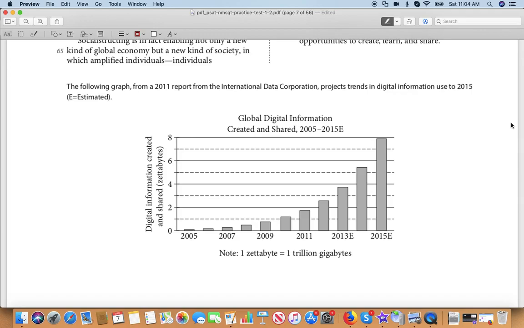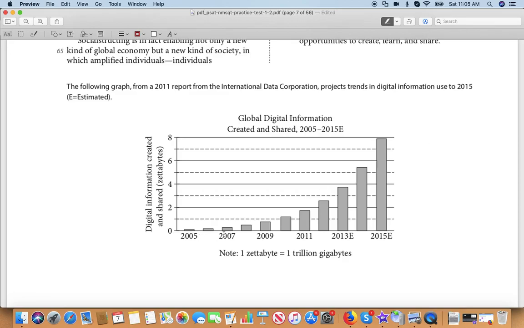Digital information created and shared in zettabytes. There you go. There's the amount of information created and shared in zettabytes, ranging from 0 to 8 zettabytes, whatever a zettabyte is. I think they'll tell us in just a minute. Go and read the x-axis going left and right. That is just years from 2005 to 2015. Yeah, we've got the years there, right?